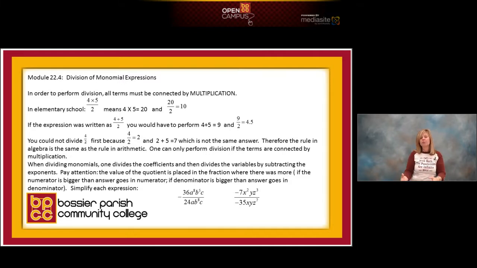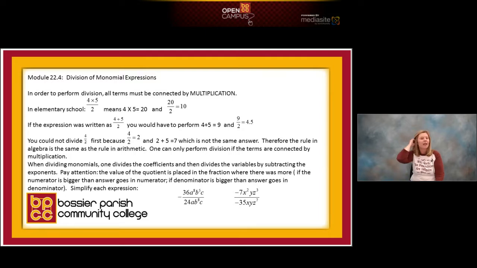Now if I wrote the expression 4 plus 5 divided by 2, you couldn't start out by doing division. Most people would look at that expression and say, okay, I'm supposed to add the 4 and the 5 and get the 9, and then 9 divided by 2. Well, $9 divided among 2 people is $4.50, 4 and 5 tenths. If you started out that expression by doing division, you would not get the same result.